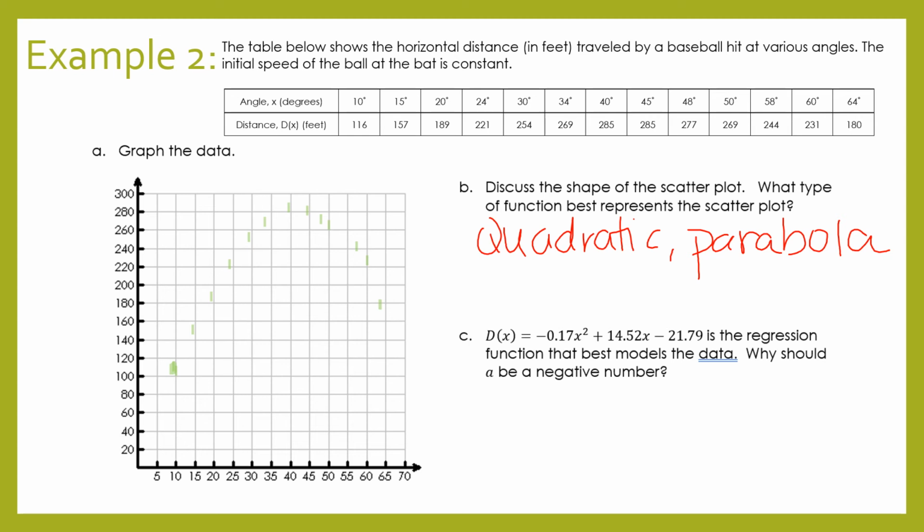This question says, why should A be a negative number? So A is that very first number, that negative 0.17. And if you go back to that previous slide that we were just talking about, when A is negative, the parabola opens down. So since this parabola opens down, A should be a negative number. So why should it be a negative number? The parabola opens down.